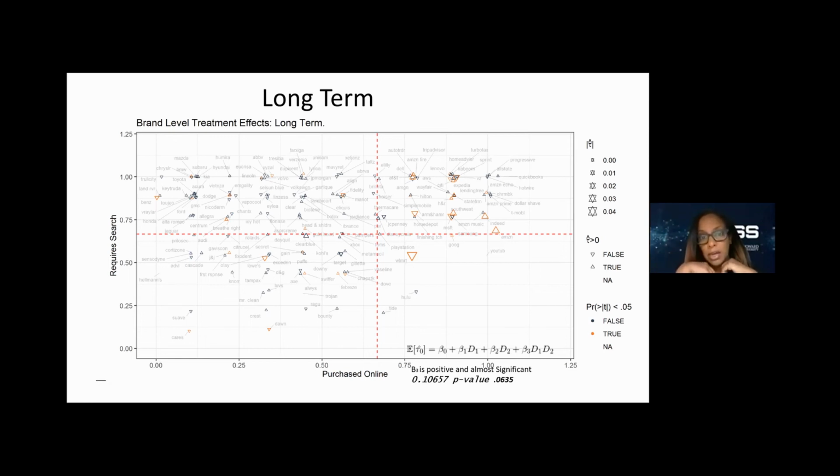In this plot, on the horizontal axis, you have for a particular brand, how likely is it to be purchased online? And on the vertical axis, we have, does this brand require search? These values per brand are based on survey data that we asked users regarding the brands and products that you see in this slide. And so what we found was the bigger the triangle, the more significant the effect.